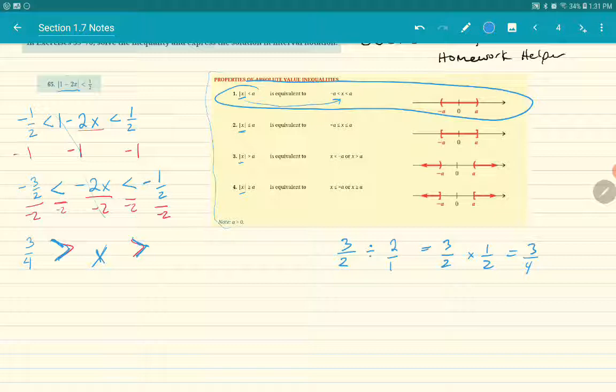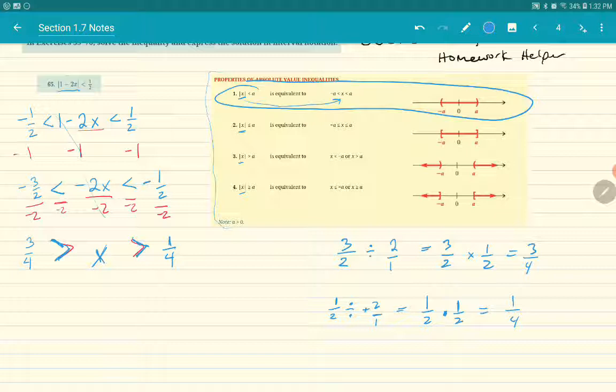And then on the right, I have the -1/2 divided by -2. So it's negative divided by negative, so it's going to be positive. And I'm going to do the fraction over here. So 1/2 divided by 2. I can make that 2 a fraction, and then flip the second and multiply, so now it's 1/2 times 1/2, and I get 1/4. So that means my x is sandwiched between 1/4 and 3/4.